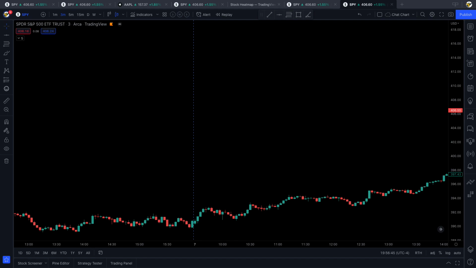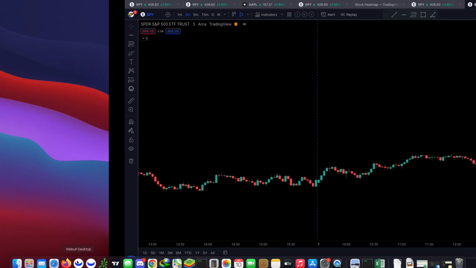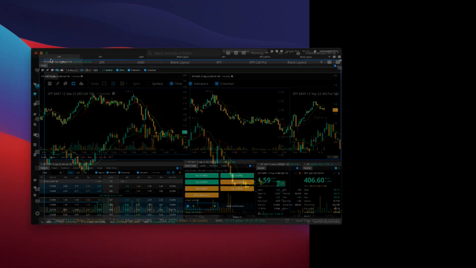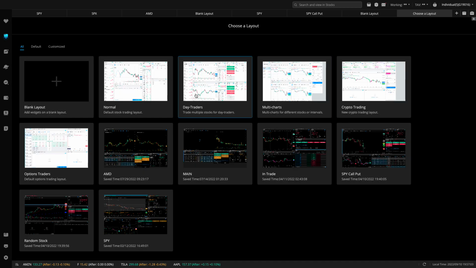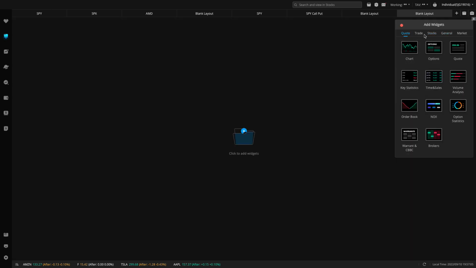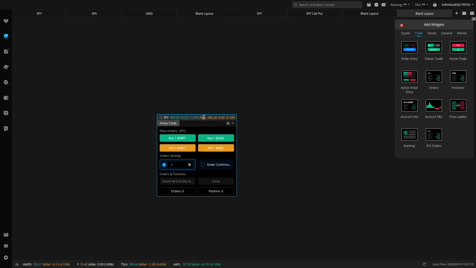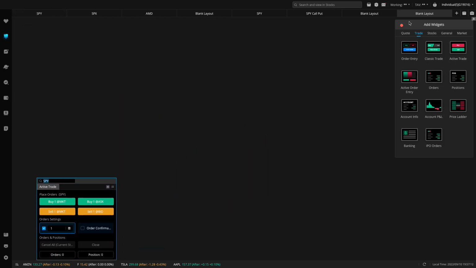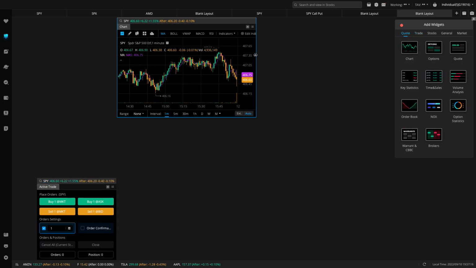I do have one more question, which is not super ORB related: how do you get to the active trade on Webull setup? On Webull, if you have a blank screen, you go up here to the trade and just click on active trade, and it pulls that screen up. You can drag it to wherever you want. Then if you want your chart, you can click on the chart and size it however you want.